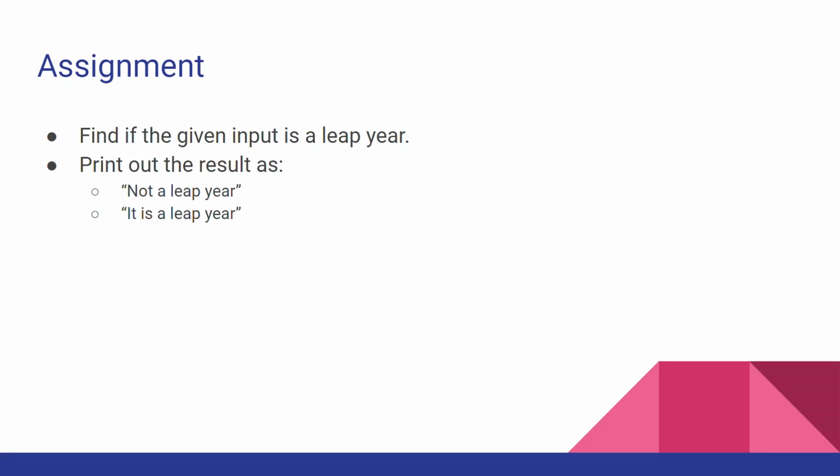All right, now let's do the final assignment. So we have to get a given input from the user about a year, such as 2020, 2021, 2014, and we have to figure out if it's a leap year. So pause the video and try to figure out what conditions you'd have to check to solve this issue.